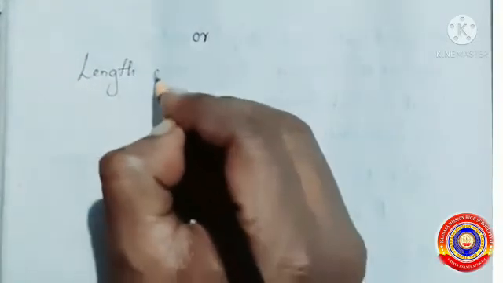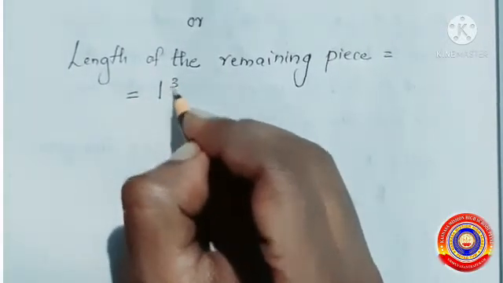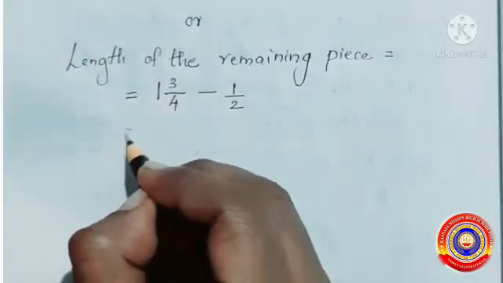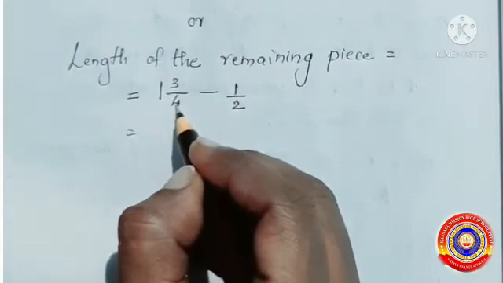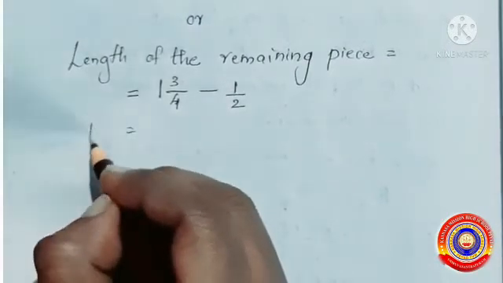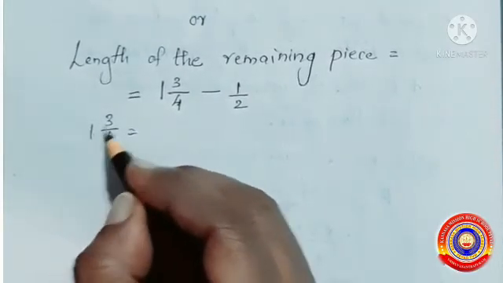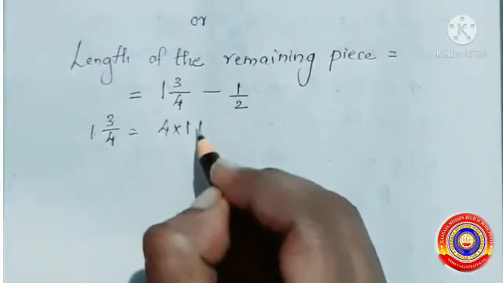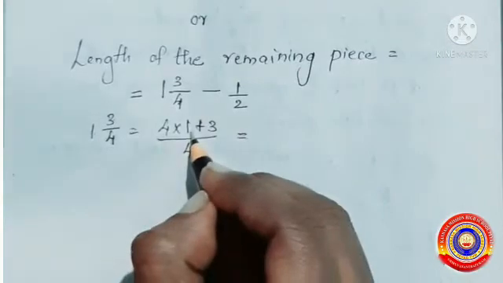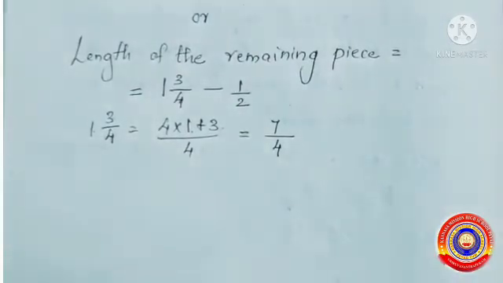Here the length of the remaining piece is equal to 1 and 3 by 4 minus 1 by 2. Here we are going to convert the mixed fraction into an improper fraction. After that, we shall subtract these fractional numbers. Now convert 1 and 3 by 4 into an improper fraction. 1 and 3 by 4 is equal to 4 into 1 plus 3 by 4. 4 into 1 equals 4, plus 3, 7. That is equal to 7 by 4.